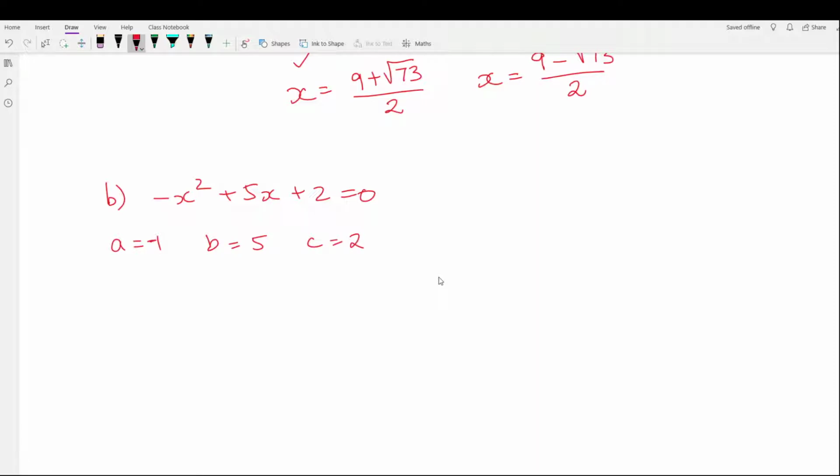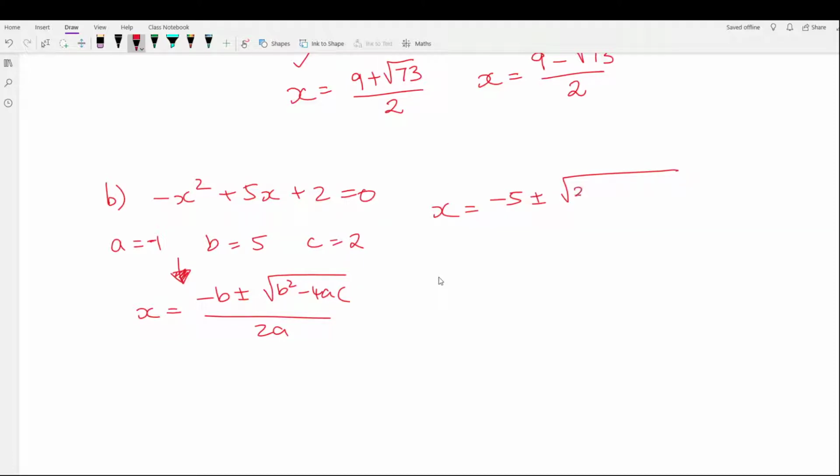And my formula is x equals minus b plus or minus the square root of b squared minus 4ac over 2a. Alright, so let's substitute all these values a, b and c into our formula. We'll get x is equal to minus 5 plus or minus the square root of 5 squared, which is 25, minus 4 times a, which is minus 1, times 2 over 2 times minus 1.